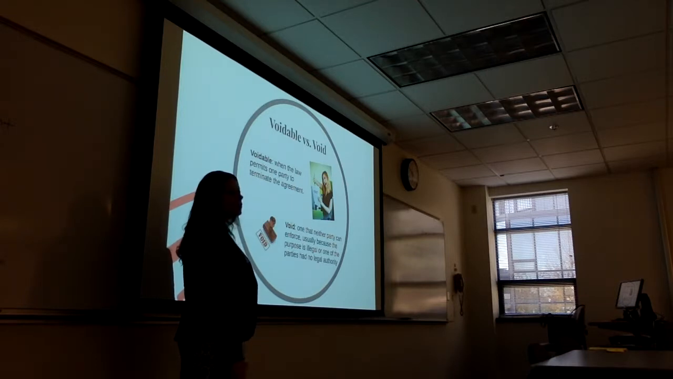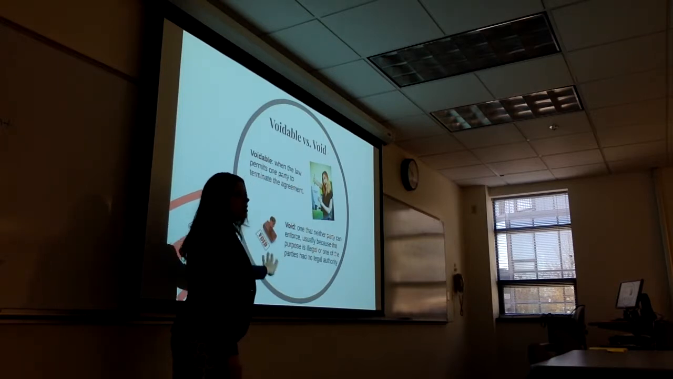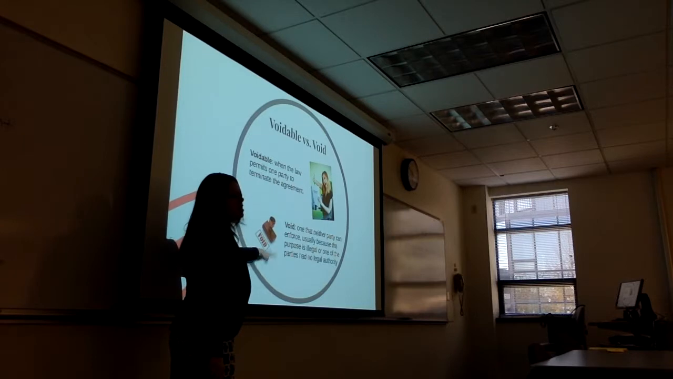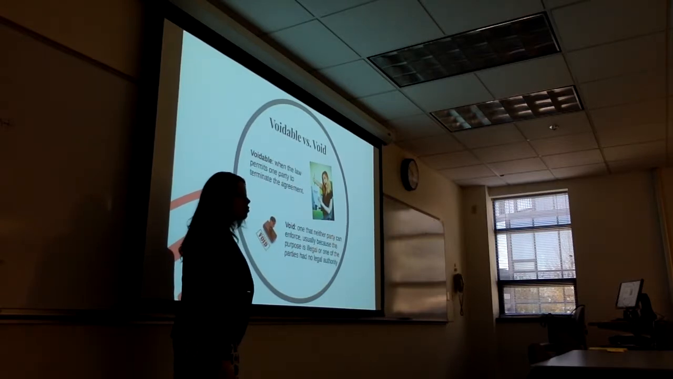So we'll see this come up, for example, when we talk about capacity. Often when you make an agreement with someone under age 18, it gives that person the option to cancel the contract. It's voidable. Just because they're under 18 doesn't make it void. It doesn't mean it's automatically terminated. It just gives them an option to do so.